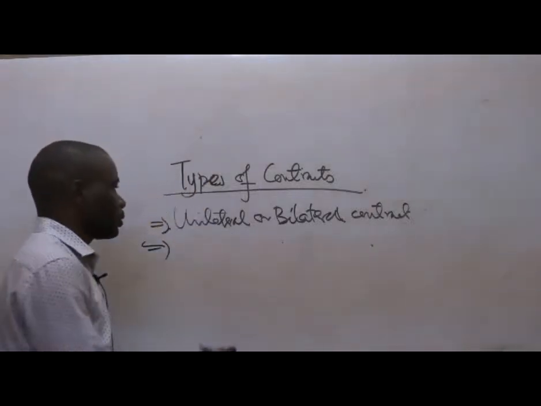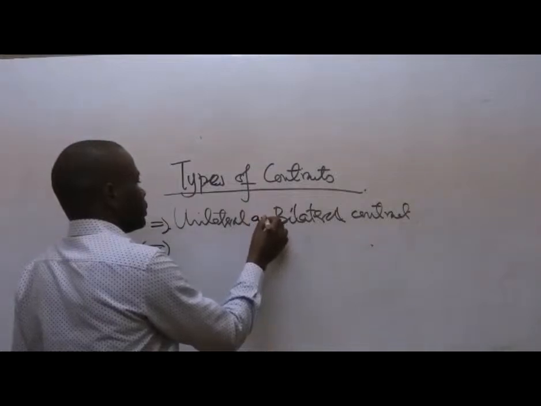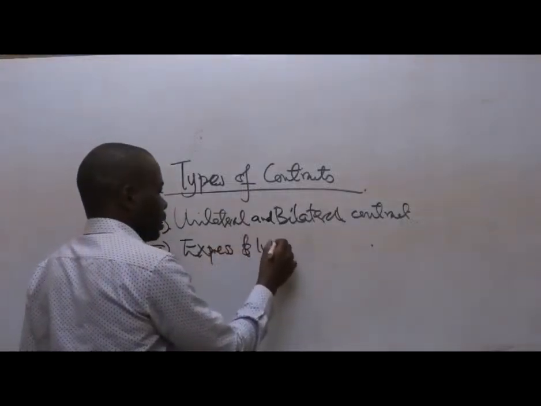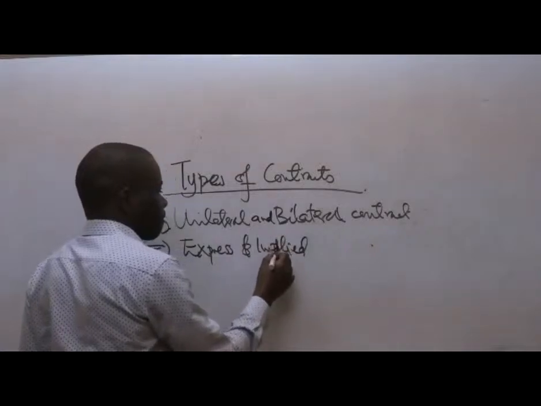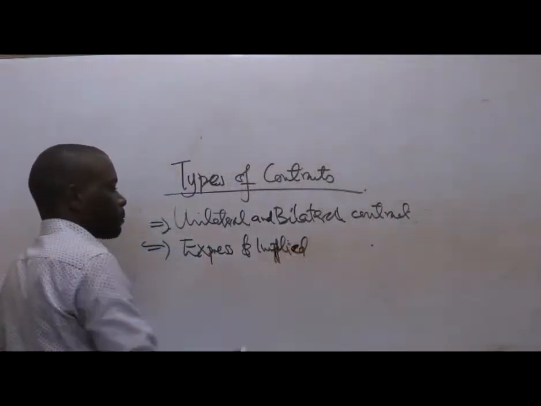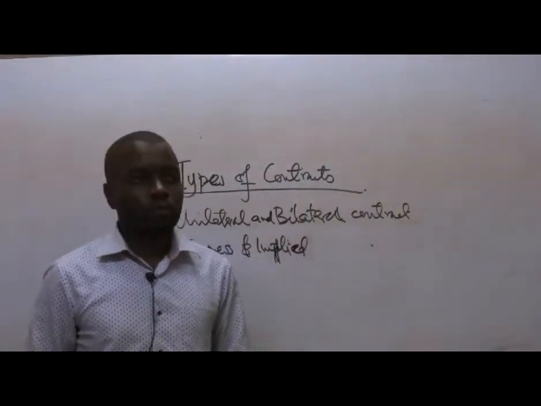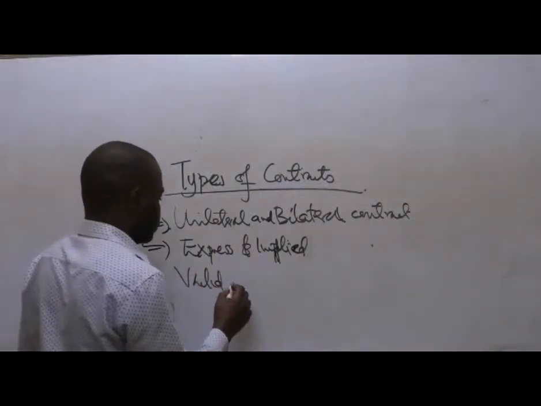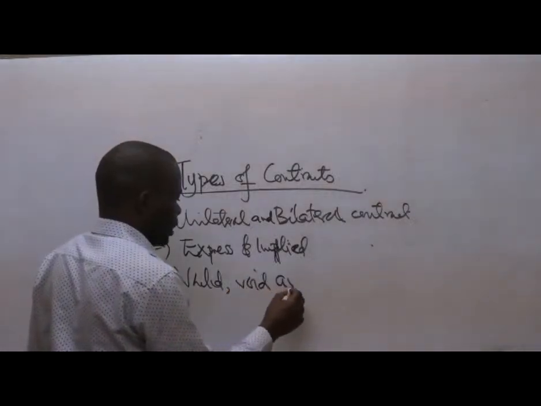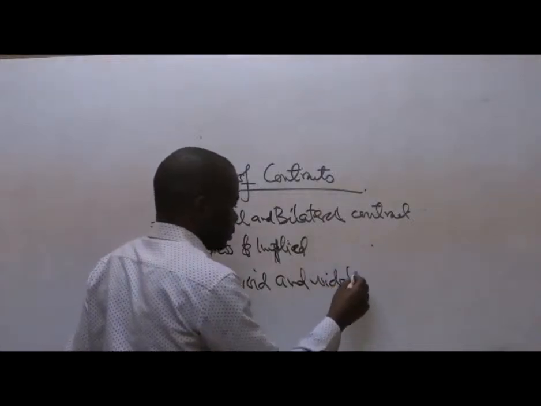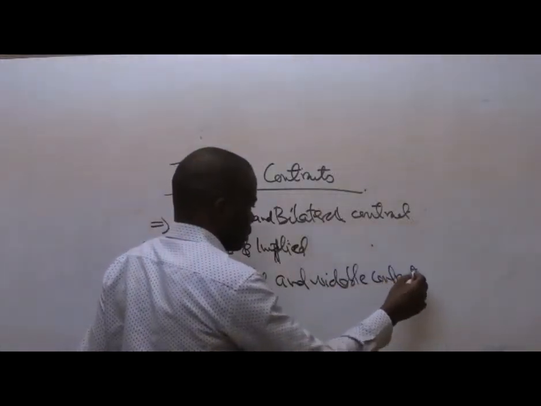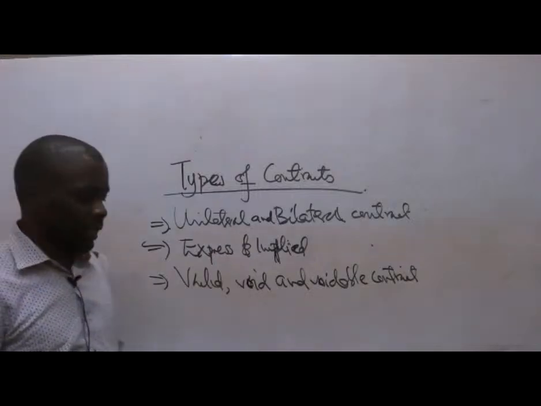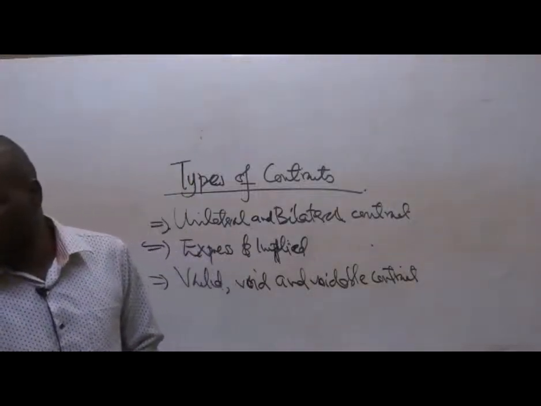Express and implied contracts. So these are instead of or, you can just say and. Express and implied contracts. Then valid, void, and voidable contracts. So you can have valid, void, and voidable contracts.